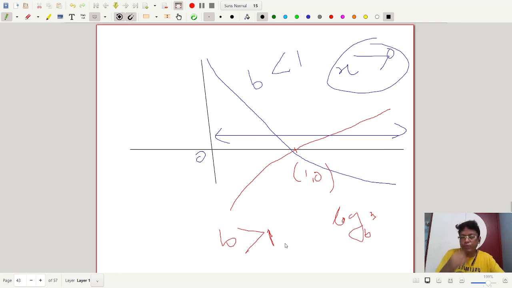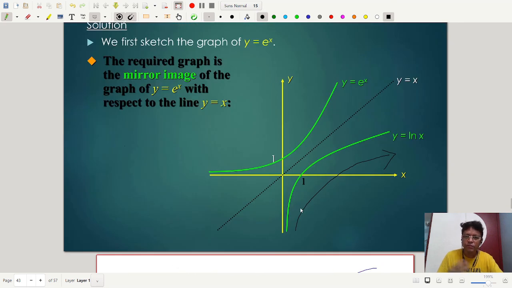And what about the range? You see, the range is minus infinity to infinity. The vertical stretch is minus infinity to infinity. Minus infinity to infinity is the range of log x. And remember always that for b greater than 1, log x is increasing, and if the base is less than 1, log x is decreasing. That's it.